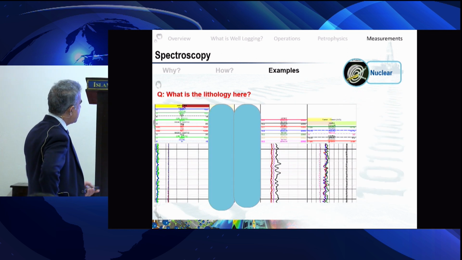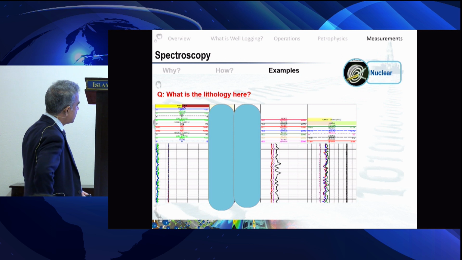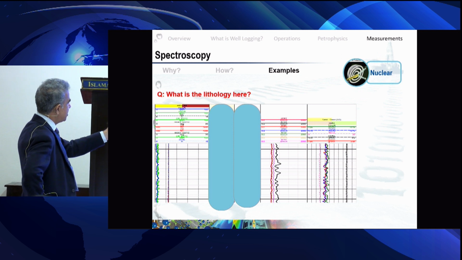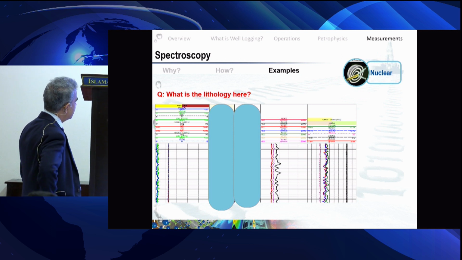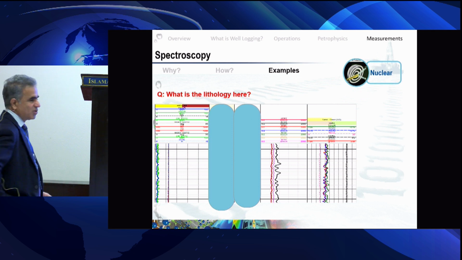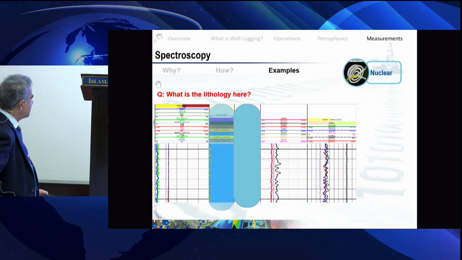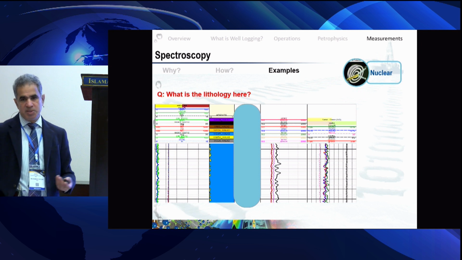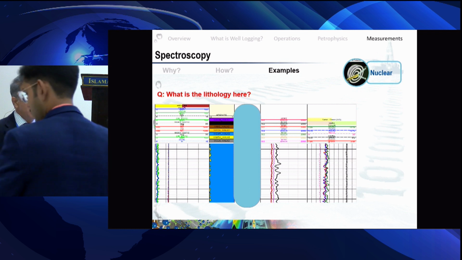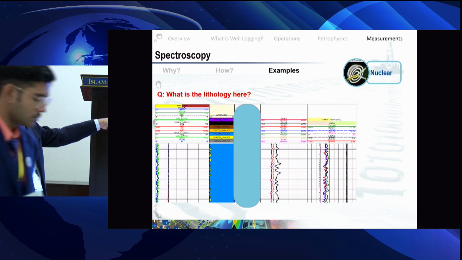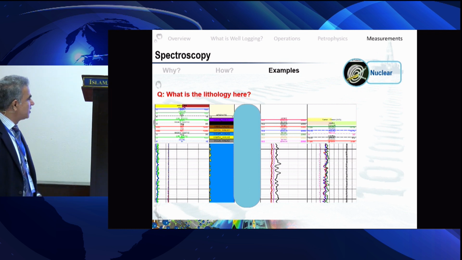So we display on this side gamma ray, resistivity and density neutron. So the question here is, what is the lithology here? Low gamma ray could be limestone, could be sandstone. It's difficult to say unless we look at the other curves. And PEF is around 5 to 6. Each line is 2. And the density neutron overlaying each other. It means they are more likely limestone.